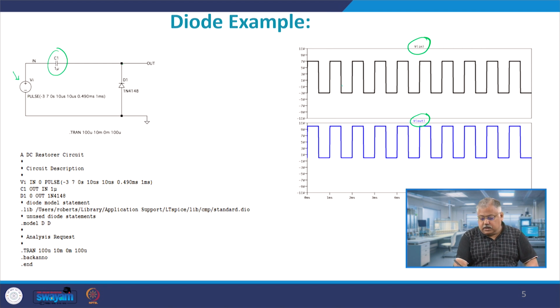As you can see, the input and output follow each other as we move ahead, and it is very simple. This is basically also referred to as a DC restorer. I do not know how many of you have worked with it, but say for example, you want to build a clamping circuit. So, this is almost like an example of a clamped circuit.